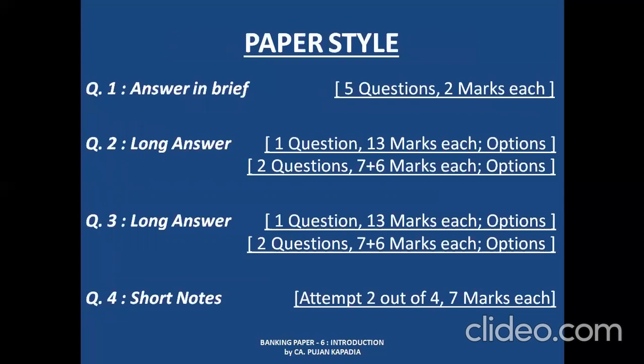Well, moving ahead, I would like to go to the paper style that we are going to have in our VNSU examination. Question number 1 is basically going to be answer in brief. In this, you are going to be asked 5 questions, 2 marks each. Remember friends, we are not only going to be asked questions directly given in the syllabus. There may be certain questions which are directly related to the syllabus but not there in the syllabus. So you need to explore the topic as far as possible so that you can answer those questions correctly.